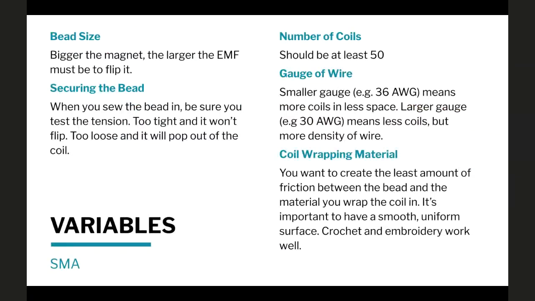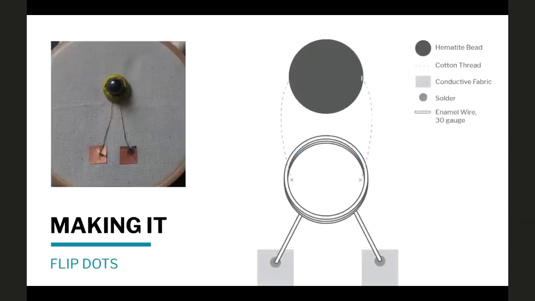So you want to make sure that you're creating a uniform, smooth surface, that there's not a lot of friction to help the bead flip smoothly. So when you make it, again, this is sort of the diagram. You have your hematite bead. You have cotton thread that is what I use to embed it into the coil. You have conductive fabric and the enamel wire that's soldered to the conductive fabric. And the conductive fabric is just to act as a pad to attach your power to.